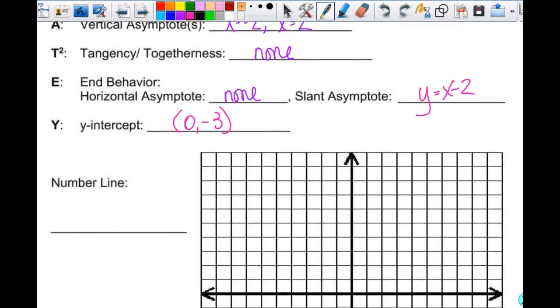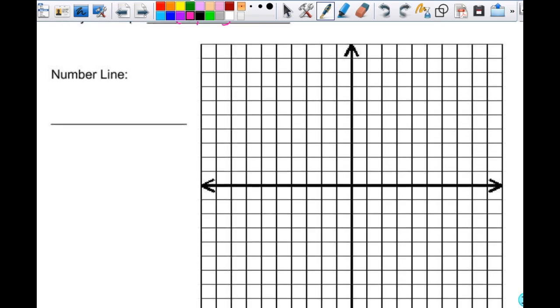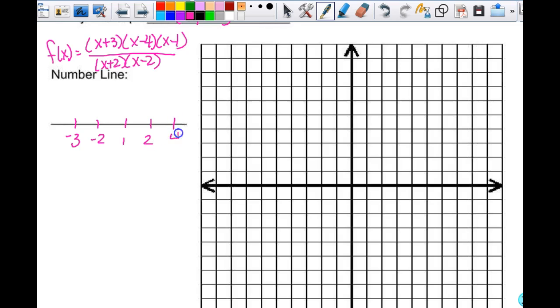Now, my sign chart for my number line. This is f of x equals x plus 3 times x minus 4 times x minus 1 over x plus 2 times x minus 2. All right, so on here I have to put -3, -2, 1, 2, and 4. So let's test the first one. Put in my -4. Give me negative, negative, negative, negative, negative. So overall that is negative.